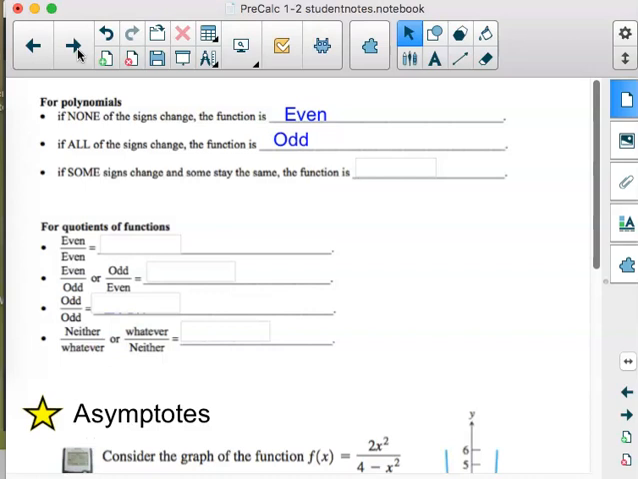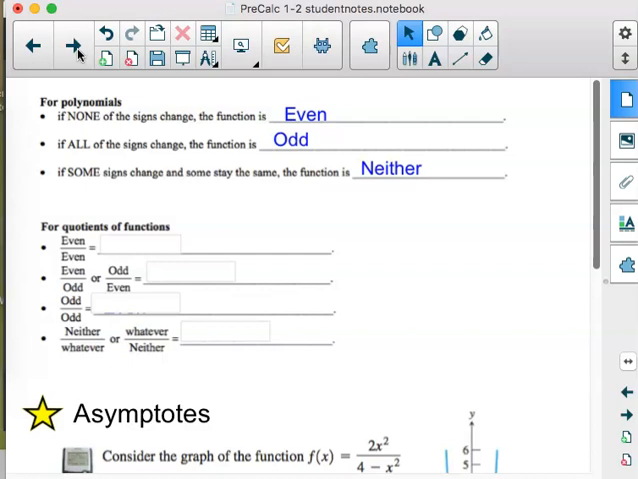Mixture. No, that's no good. Can't be a mixture. We have two types. Even, where it comes back exactly like it was. Odd, where it comes back exactly the opposite of what it was. If it's a mixture, then we put neither. Again, we're not going to talk about it being symmetric to the line x equals 2. We're not doing any of that. It's even, it's odd, or it's neither.